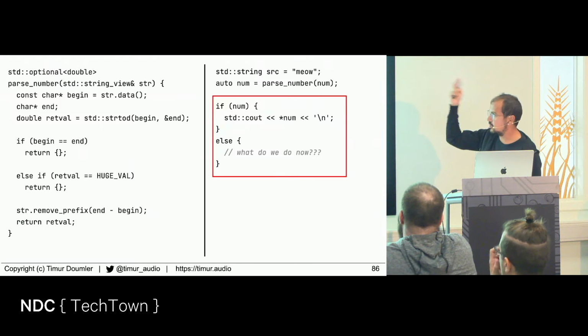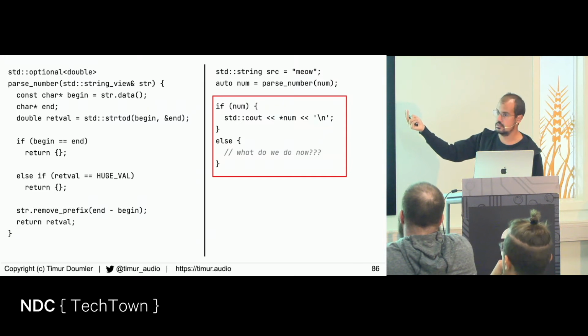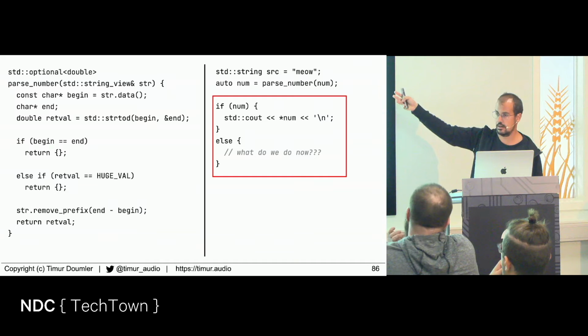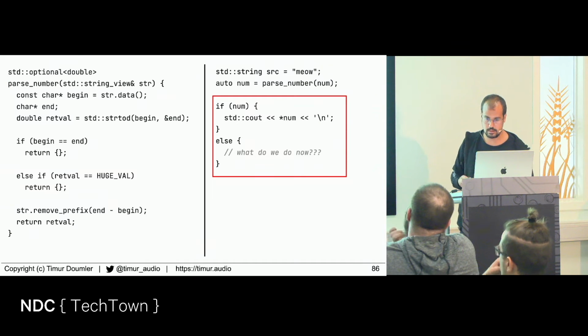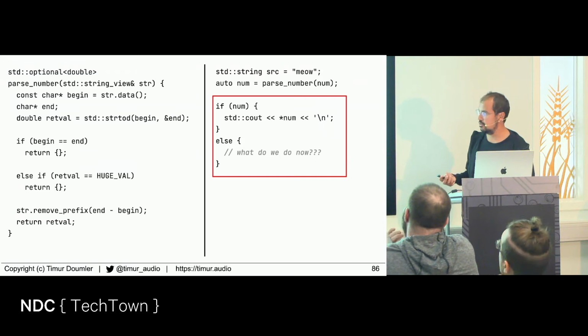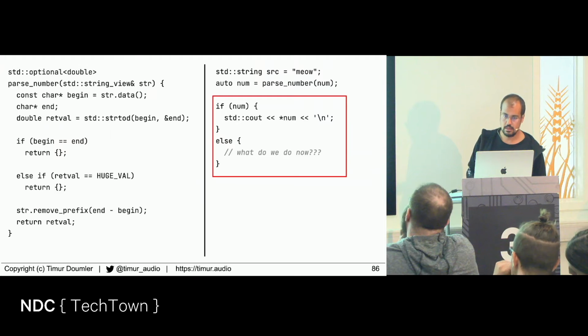However, we lost the possibility to figure out what error we got, right? Because optional is just: we have a value or we don't have a value. We don't have any information about which of the errors actually occurred. There's no way to do this. And we probably do want to tell the user whether it's a bad character error or whether it's an overflow error. This is important information.